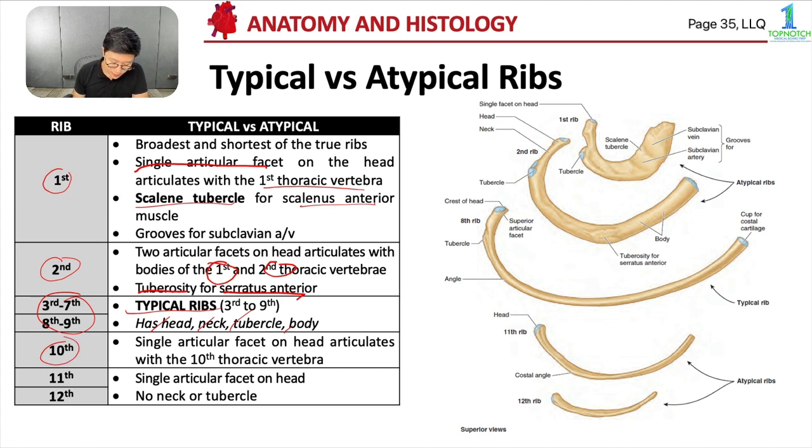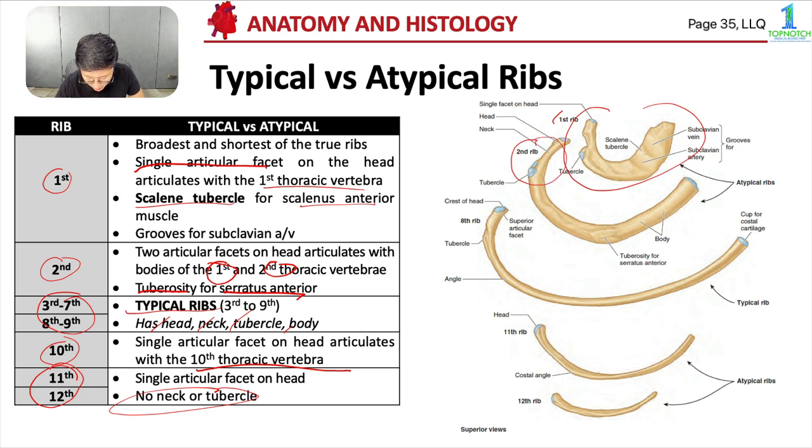The 10th rib only has a single articular facet on the head articulating with the 10th thoracic vertebra, and the 11th and 12th ribs only have a single articular facet on the head, and they have no necks or tubercles. So it's the first rib over here, the second rib, the 11th and 12th ribs.